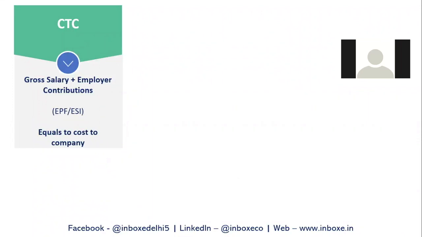CTC will include all the earnings, in the sense that the components will be basic salary, then HRA, then other components, any benefits which come as part of allowance, special allowance. We'll learn about these in later slides. So how does the CTC get calculated? As I mentioned here, CTC is calculated by gross salary plus the employer contribution.